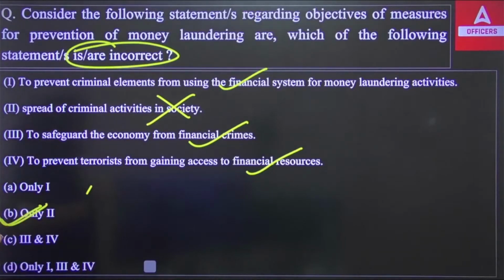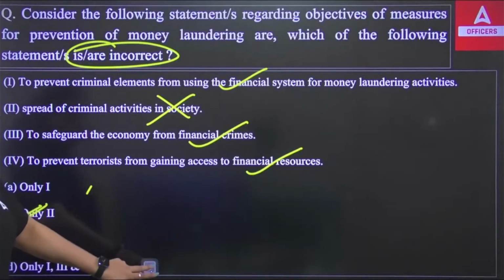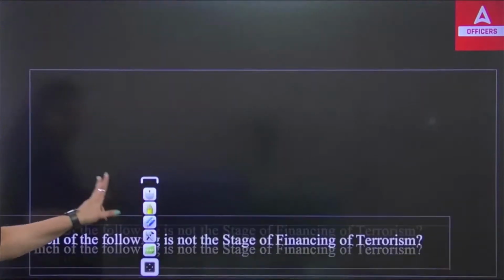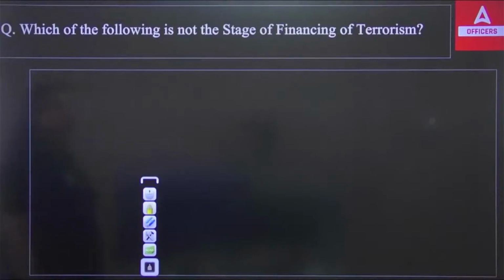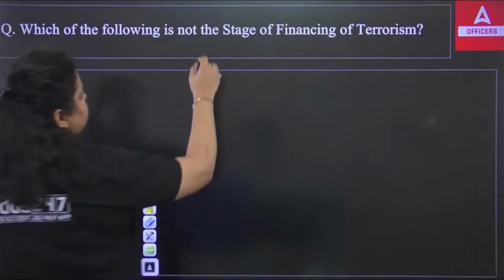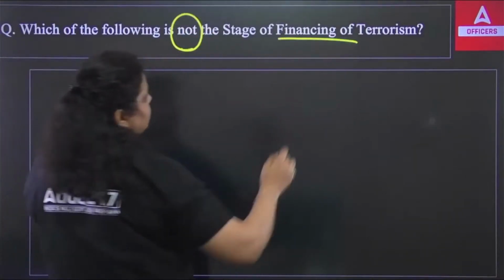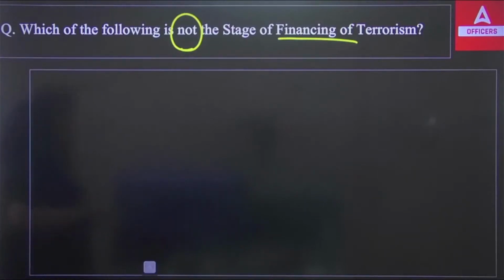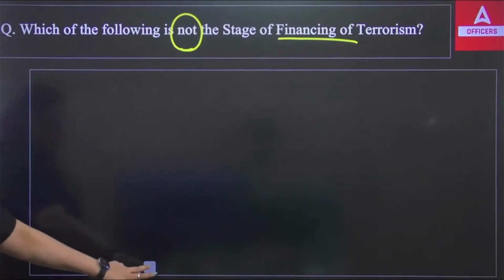That's the B option. Okay. Right answer will be your B option. Next question is talking about which of the following is not the stage of financing of terrorism. Not the stage of financing of terrorism we are talking about. Now, which of the following is not a stage of financing of terrorism?